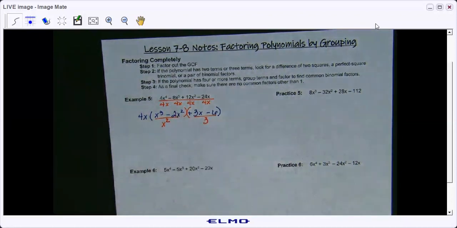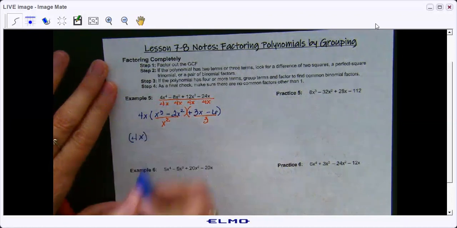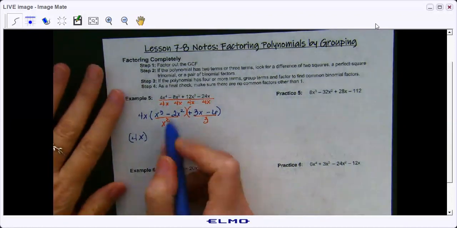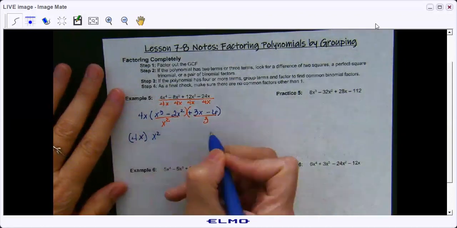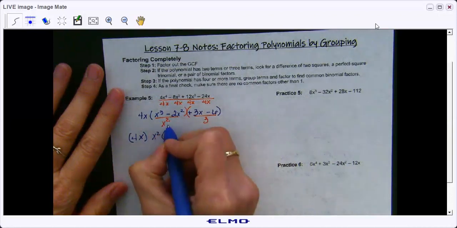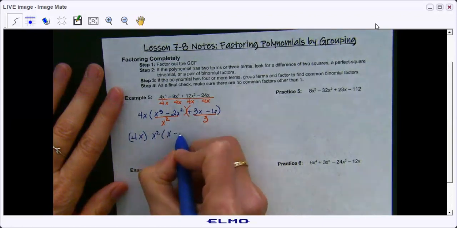Now, the one thing that you need to remember is don't forget to include that GCF from the beginning in your final answer. So I always bring it down with me. So I'm going to bring down the 4x and I'm just going to put it in a parentheses. And I continue factoring like normal. My GCF x squared goes on the outside of the parenthesis. And then I divide. So x cubed divided by x squared is x. 2x squared divided by x squared is a negative 2.